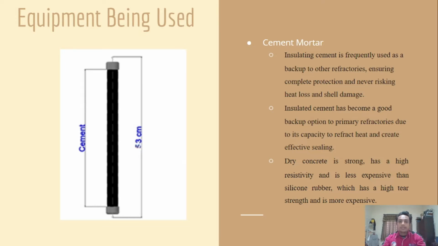cement mortar. First, insulating cement is frequently used as a backup to other refractories, ensuring complete protection and never risking heat loss and shield damage. Then, insulating cement has become a good backup option to primary refractory due to its capacity to refract heat and create effective sealing. The last one for our equipment in the cement mortar: dry concrete is strong, has a high resistivity and is less expensive than silicone rubber, which has a high shear strength and is more expensive.